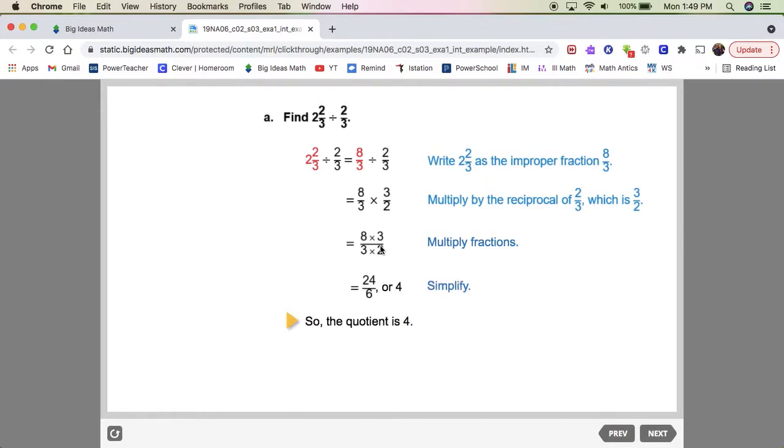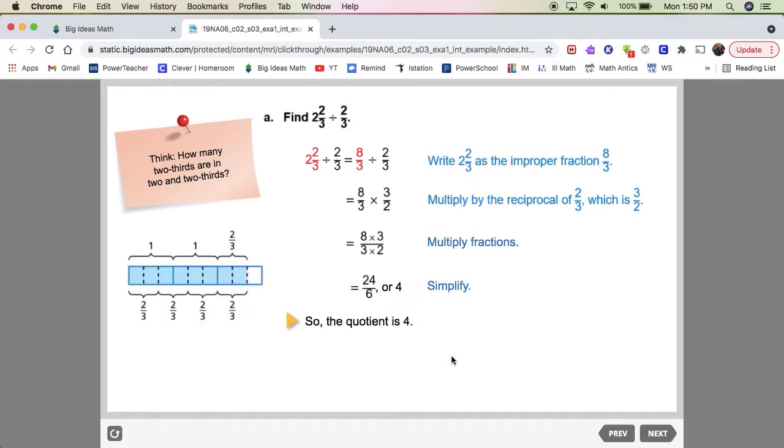24/6, or 4. I would also simplify here. These two both have a GCF of 3, these have a GCF of 2. You remember how I said I like to simplify before I multiply. You don't have to do that every time to get the right answer clearly, but the question is, if you have 2 2/3 of something and you divide it into 2/3, how many 2/3 would be in 2 2/3? And the answer is 4. Not always, but a lot of times when you have a mixed number divided by a fraction, your answer will be a whole number. So don't be surprised by that.